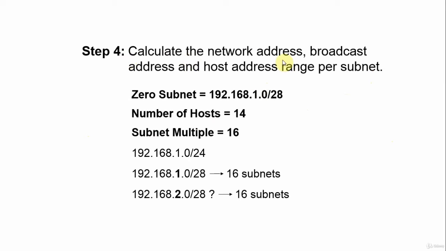So step 4, calculate the network address, broadcast address, and host address range per subnet. So there's the 0 subnet, and that's 192.168.1.0/28. So that's the 0 subnet. Although the multiple starts at 16, there's always a 0 subnet you can use, but starts things off. You want to think of it like that. Number of hosts is 14. Subnet multiple is 16. So I know what my multiple is. I know the number of hosts for the host range.